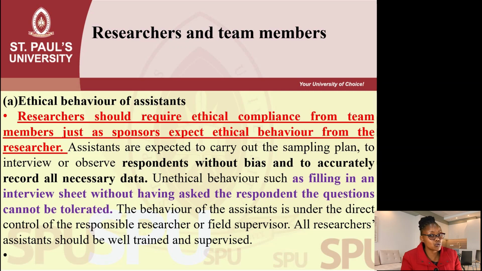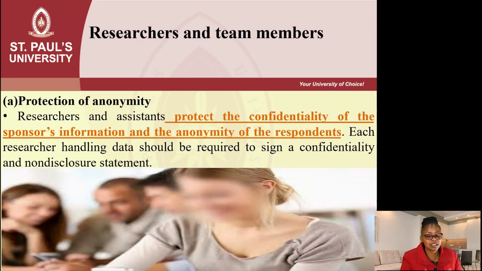There are some research team members who will not even want to go to the field. You have sent them to a particular place, but they decide they don't want to go that far. So as you get your research assistants and your team together, you must educate them, and they must know that you need to collect information without bias, and you also need to accurately record all the data. So any unethical behavior, like just filling a questionnaire for the participants, forcing them to write some answers down, you know that is unethical. So the behavior of the assistants is under the direct control of the responsible researcher. Who are you? Because you're in this class today and you have learned. So supervise them and train them well so that when they go to the field, they are able to do the right thing.